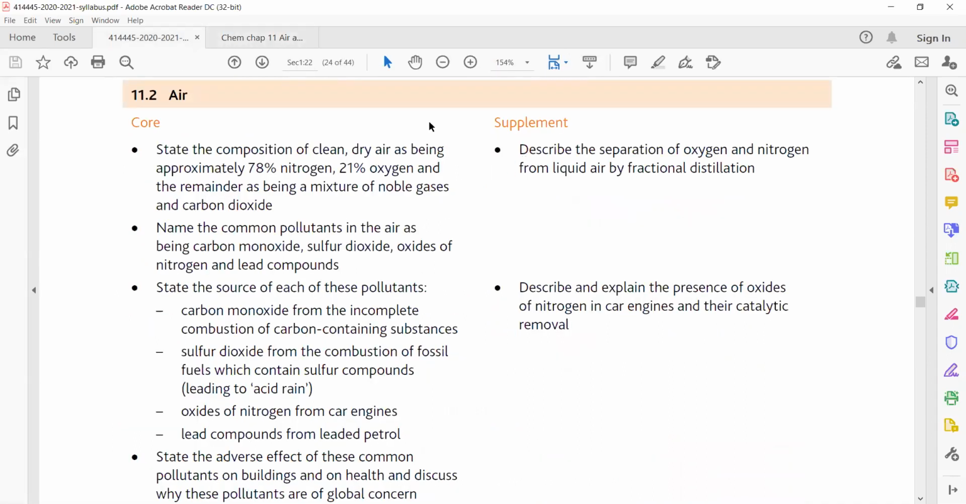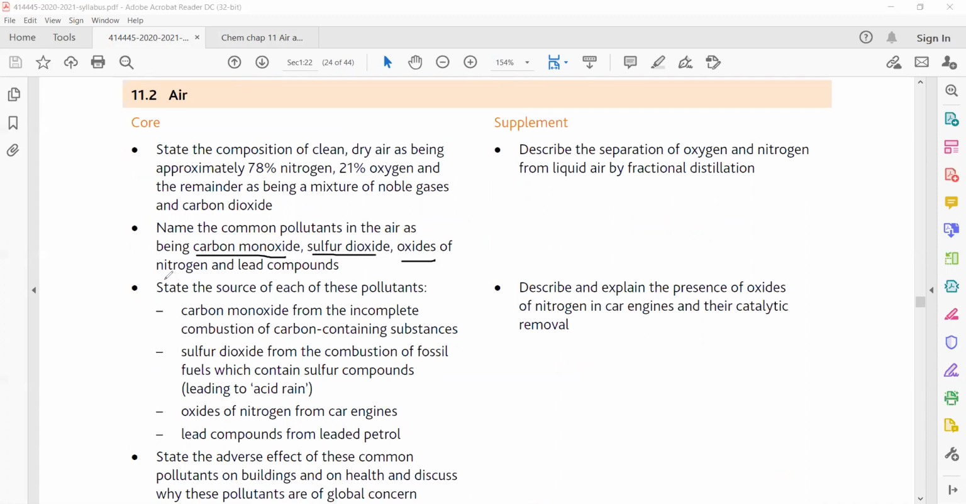Name some common pollutants in air. Carbon monoxide, due to incomplete combustion, can cause suffocation. Sulfur dioxide comes from fossil fuel containing sulfur, giving rise to global warming. It leads to acid rain, not global warming.